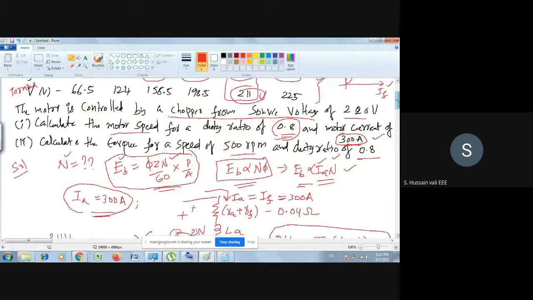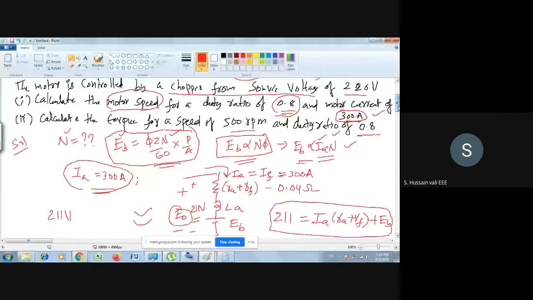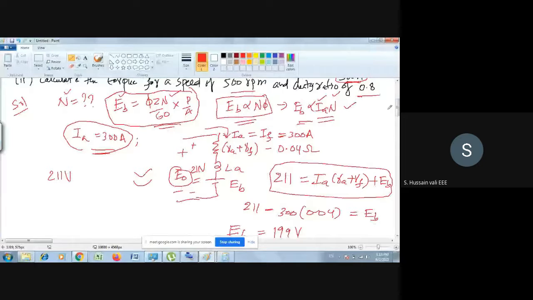He is not asking for the EB, he is asking for the motor speed. So we need to know the equation here. We need to know everything: what is Z, what is 60, what is Q. So these constants we need to know. We are searching for the N here. What we know is EB and IA; the remaining things we don't know.